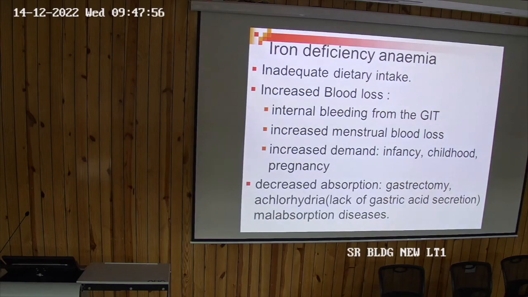Okay, just this iron deficiency anemia. It is the most common cause of anemia in developing countries. Causes: inadequate dietary intake, increased blood loss, internal bleeding from the GIT, menstrual loss, increased demand during infancy, childhood, pregnancy and lactation, and decreased absorption which may be due to gastrectomy.